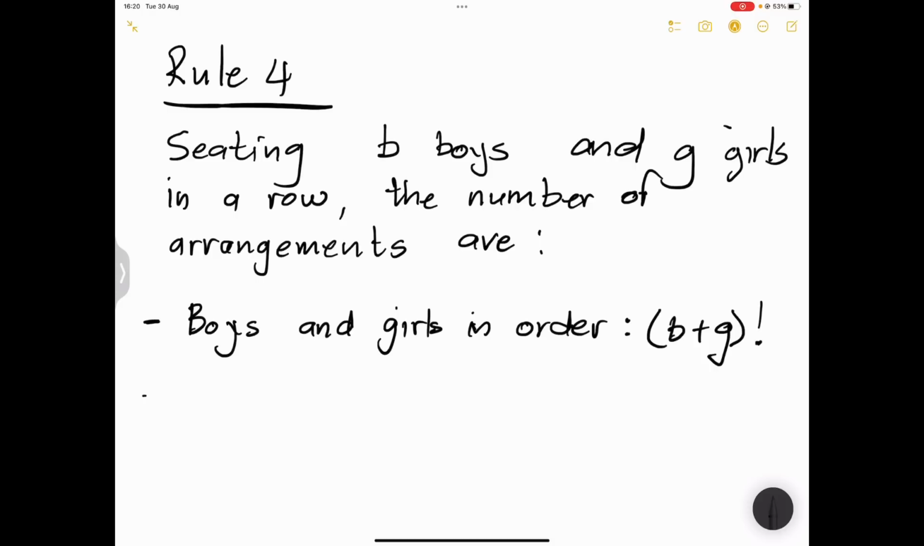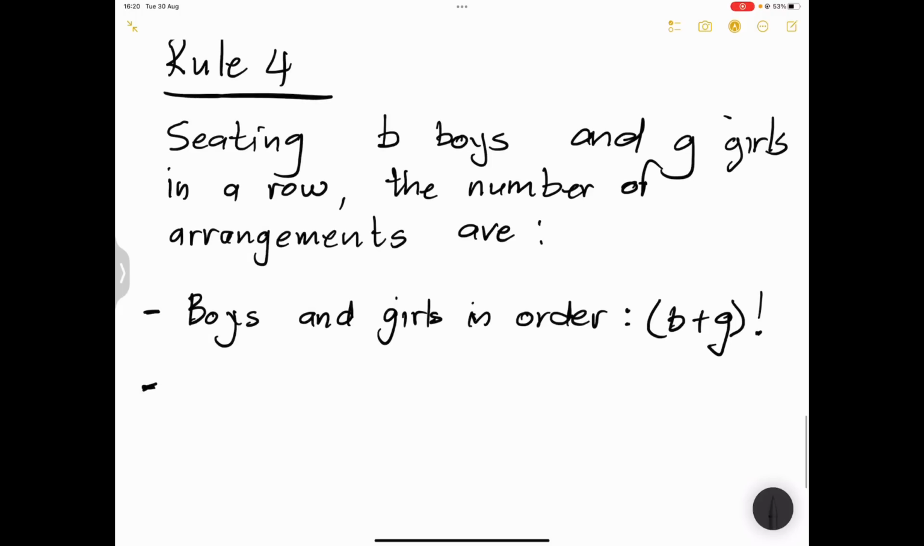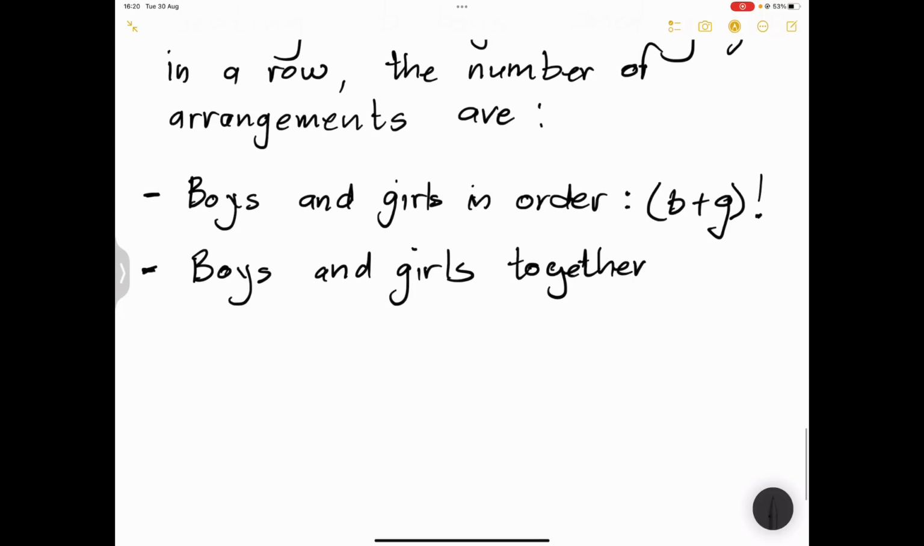But I want you to think about it. Now, if we impose a restriction, we now have conditions. We say, look, you must make sure that boys are seated together and girls are sitting together. Right, now I want to quickly show you a combination here. So if we have boys and girls that are sitting together, I want you to think of it.